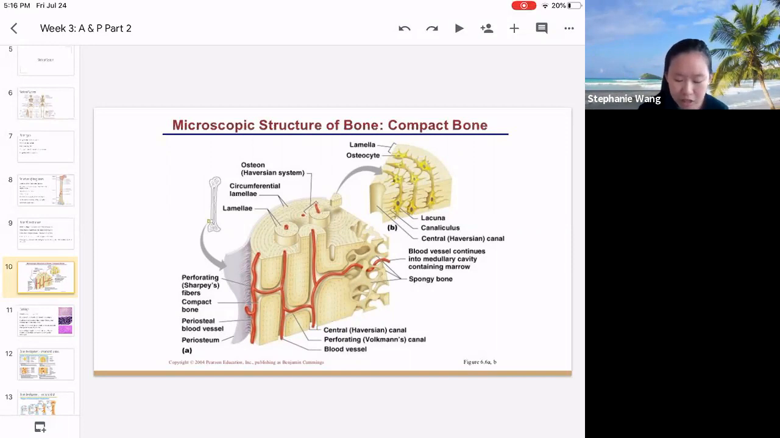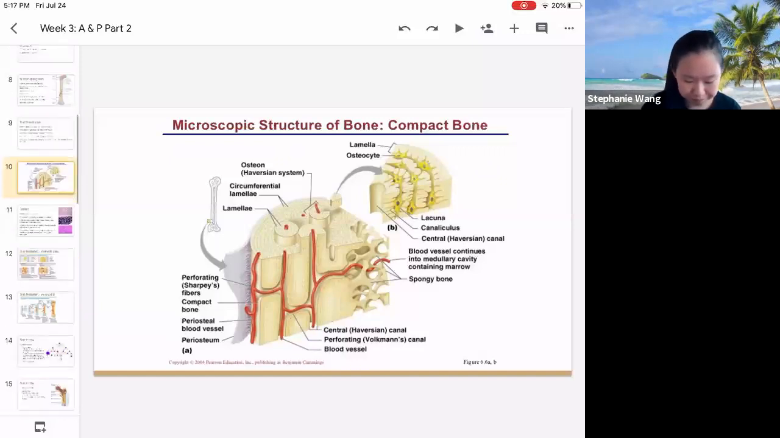And you can also see that there's a lot of blood vessels inside your bone. So your bone is not just some lifeless thing with calcium and collagen. There's actually blood going through it, nutrients. Your bone cells, your osteocytes, also need nutrients. That's why there's a lot of blood vessels as well.